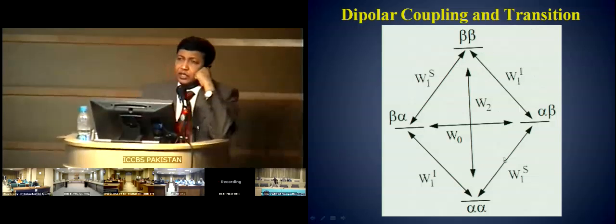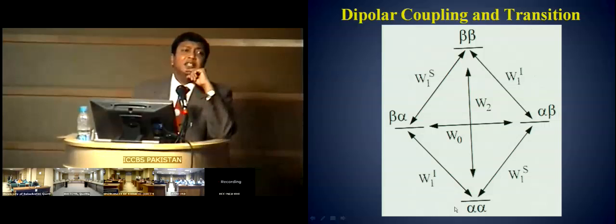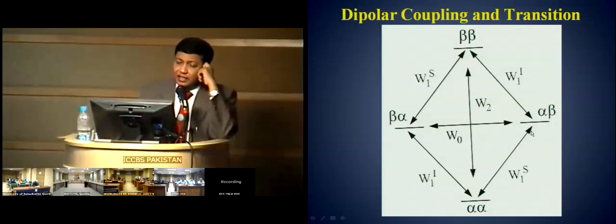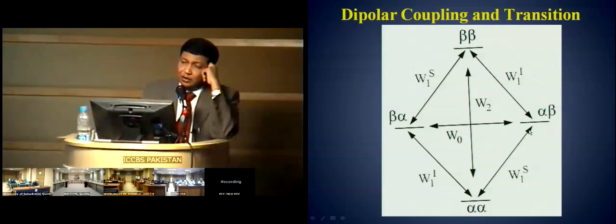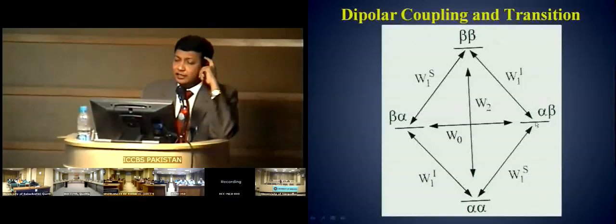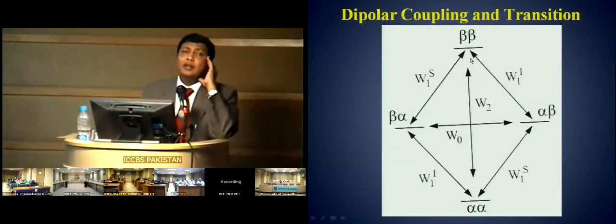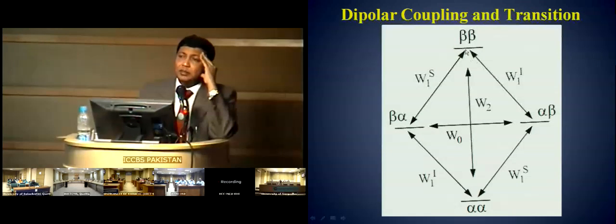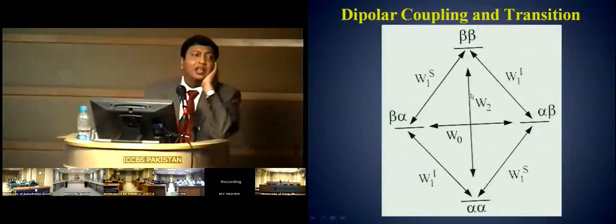This is a double quantum relaxation or excitation. This double arrow shows you the excitation, and this is relaxation. This is single quantum relaxation and single quantum excitation. This is the single quantum excitation and relaxation. What is not allowed in the world of NMR spectroscopy is a double quantum excitation and relaxation.